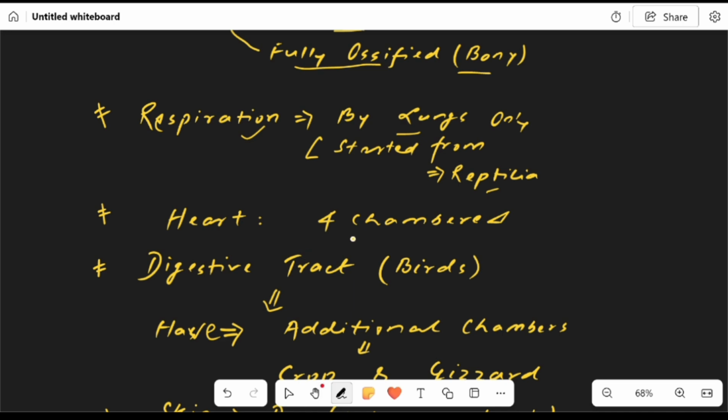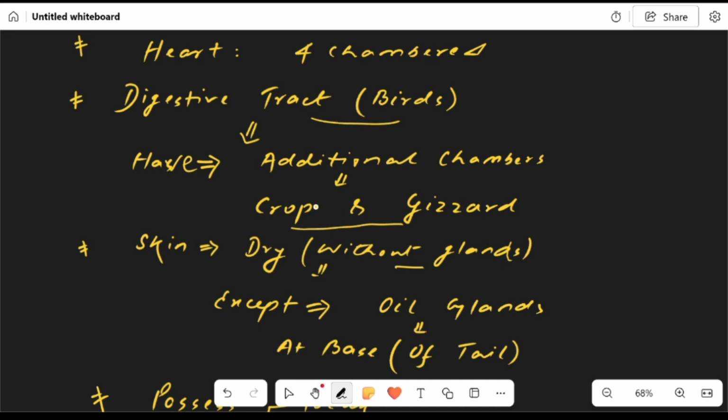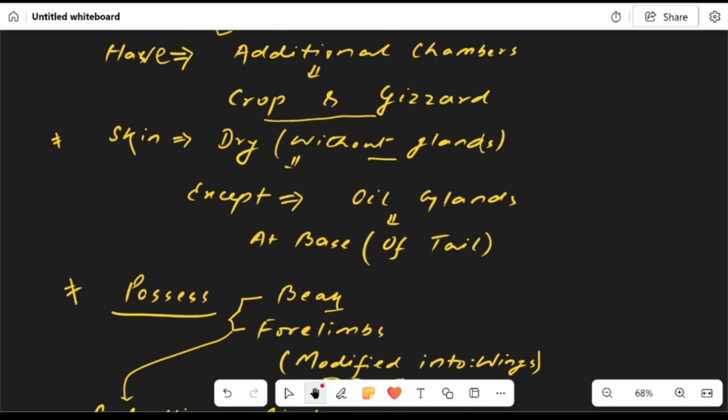Heart is four-chambered. The digestive tract of birds has additional chambers, crop and gizzard. The skin is dry without glands. The exception here is the oil glands which are present at the base of the tail.